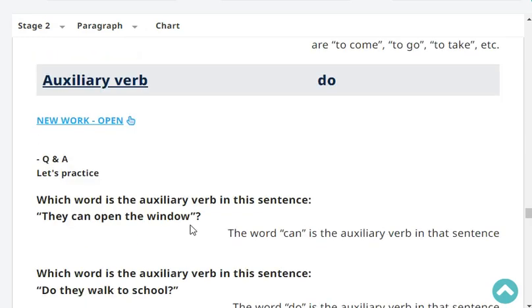Which word is the auxiliary verb in this sentence? They can open the window. The word can is the auxiliary verb in that sentence. Very good.